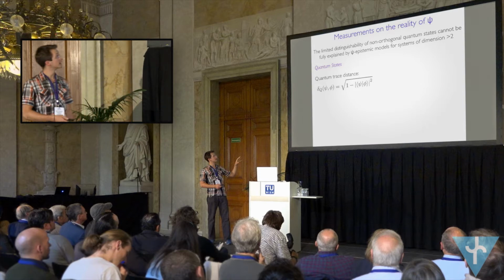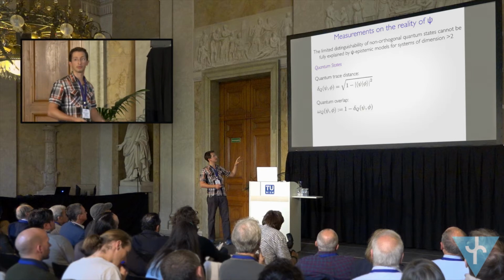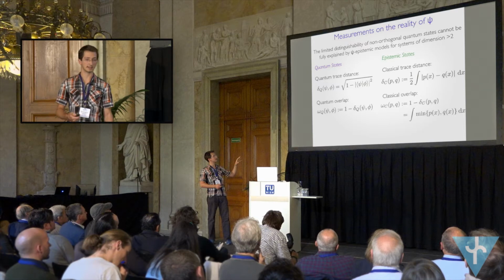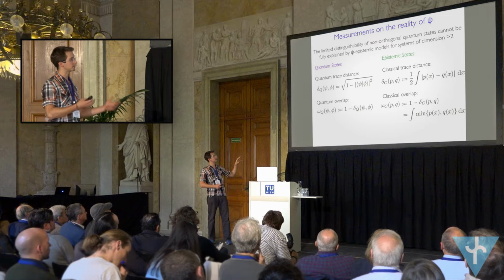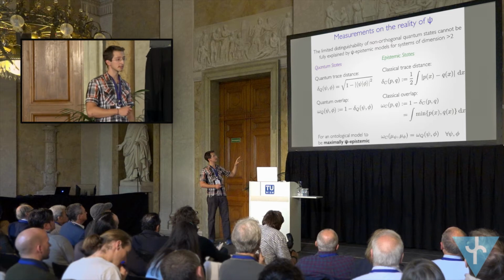Now, what we need for this is some kind of overlap measure. And what we use is the quantum trace distance with a metric in state space, and then 1 minus the trace distance gives us our quantum overlap. In the classical case, same thing, we take the equivalent measure for classical probability distributions, and 1 minus that is our classical overlap. So Matt already motivated that with optimal probability of distinguishing those two states.